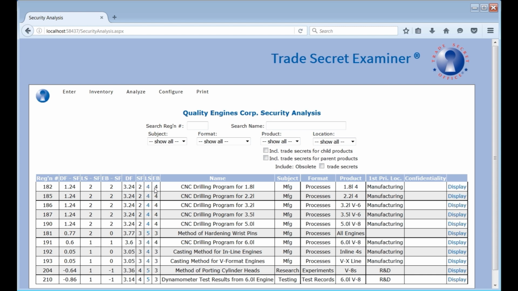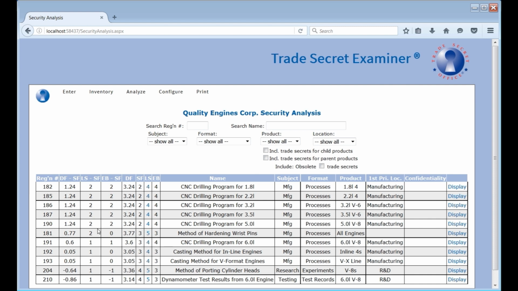Here the economic benefit of this to the company is a 4, and the security factor is a 2. That means that that trade secret's not being protected as well as it should be, given how important it is to us. Economic benefit, given how much money it's worth to us. It's not being protected well enough. So this really needs to be looked at.